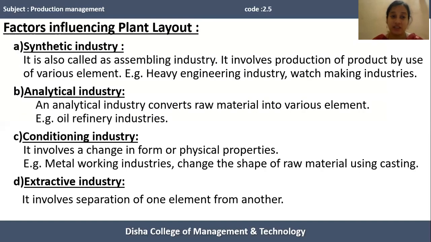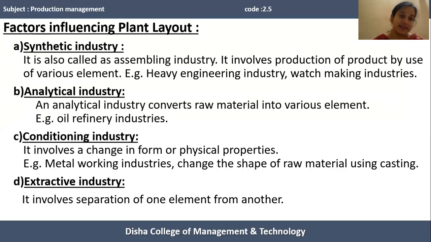So what is a synthetic industry? Generally, a synthetic industry is also called an assembly industry. What function will a synthetic industry perform? Generally, a synthetic industry produces a product by using different elements. Take the example of the watch manufacturing industry. The watch manufacturing industry collects different tiny particles, tiny elements, for producing a particular watch. Generally, a synthetic industry assembles different things for producing goods.